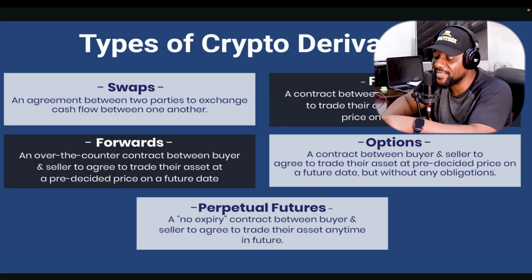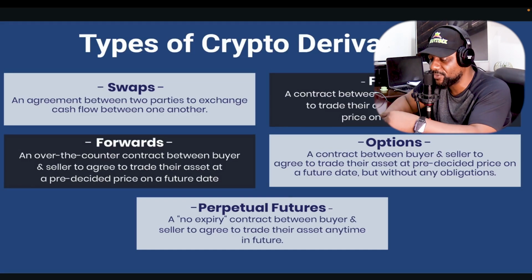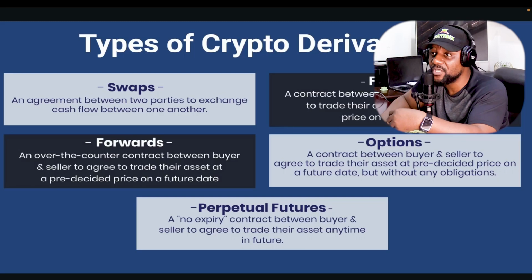Swaps is an agreement between two parties to exchange cash flow between one another. Of course, forward is an over-the-counter contract between buyers and sellers to agree to trade their assets at a pre-decided price on a future date. Now, we are not in class, so not like you want to write exams with this. You don't really need this at any point, because if you want to trade, whatever form of trading, you don't need to know what goes on in the blockchain or what they are signing. You only just click, boom, you are there. There is usually no mistakes between these things. So that's derivative. Let's go to arbitrage.